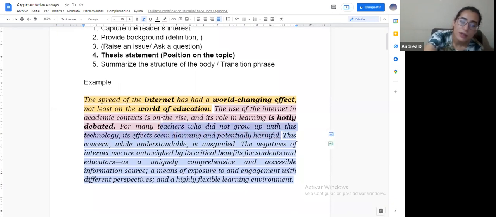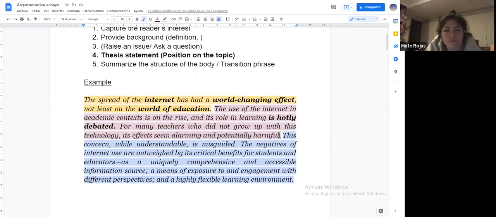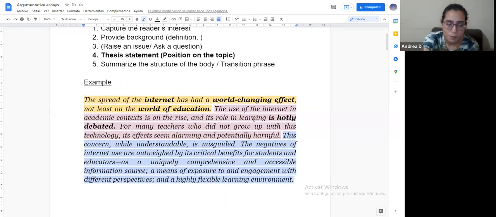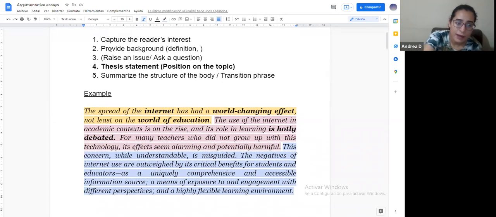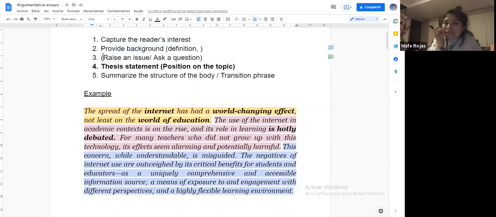So you're giving context on the problem here. The problem is that teachers find the internet as something harmful. That's the problem. And then the author is stating the thesis statement. So you can provide background, you can raise an issue or acknowledge what the problem is.